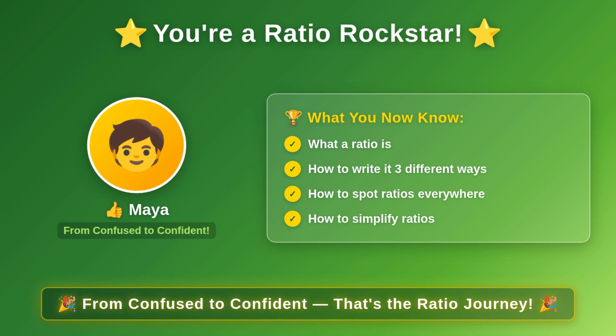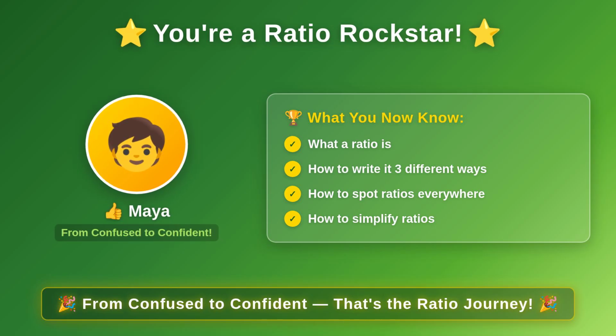You now know what a ratio is, how to write it 3 different ways, and how to simplify it.